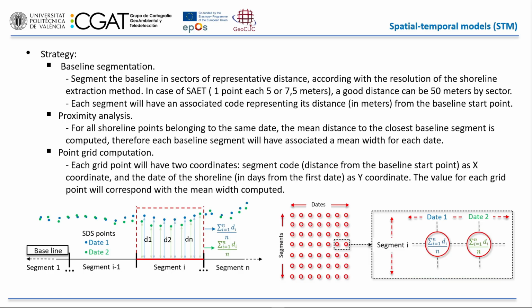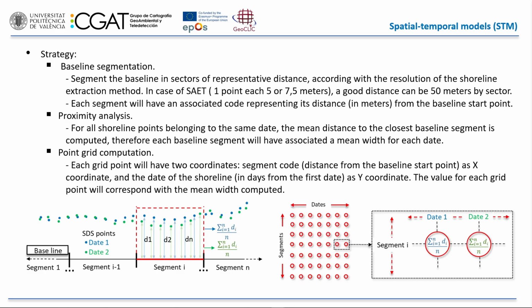Once we have the baseline ready, we will divide it into sectors of arbitrary length according to the detail we need. A commonly used distance is 50 or 100 meters. We will associate a distance to each of these segments. This distance will be the length between the center of the sector and the first point of the baseline, always following the direction along this baseline.